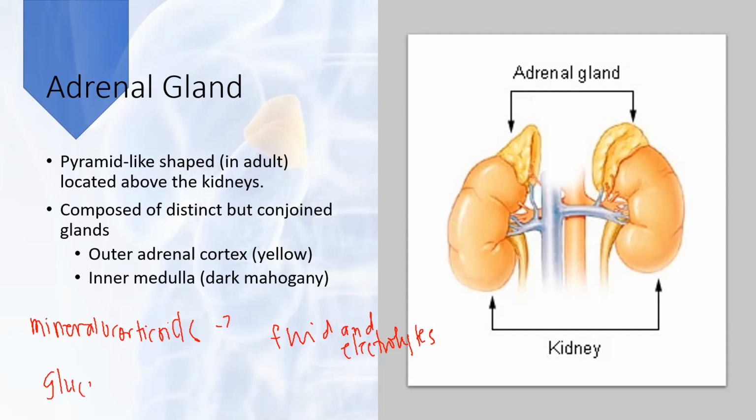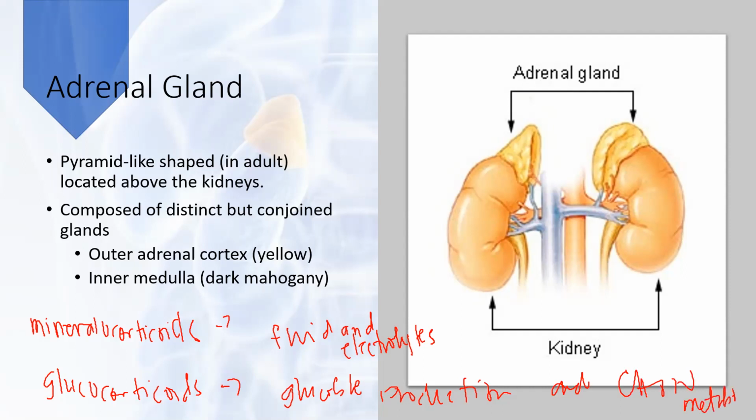We also have your glucocorticoids, which are for glucose production and protein metabolism. Example of which is your cortisol. Okay, remember that the adrenal cortex is the outer region of the adrenal gland that is capable of secreting steroid hormones, and that is the major site of steroid hormone production.